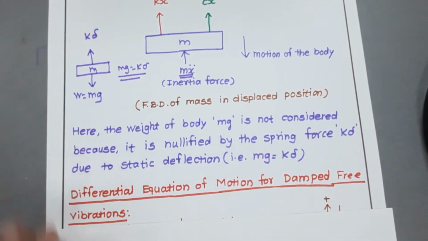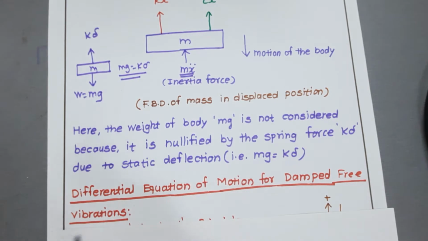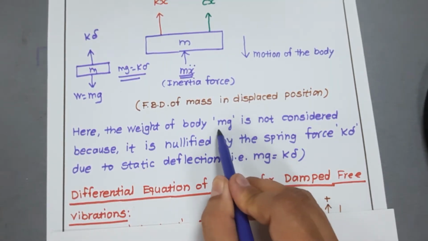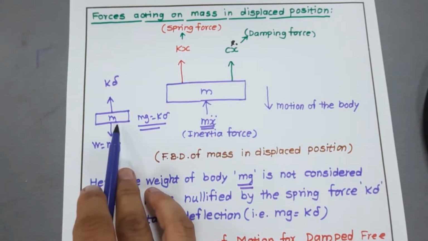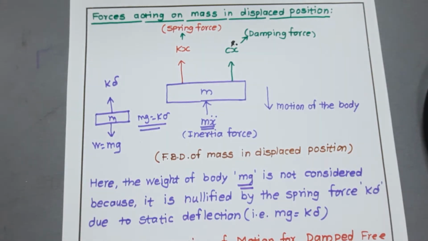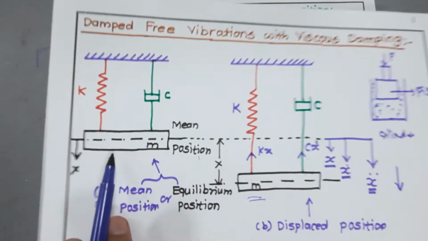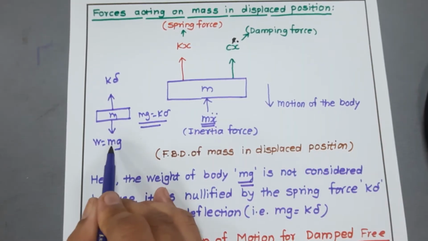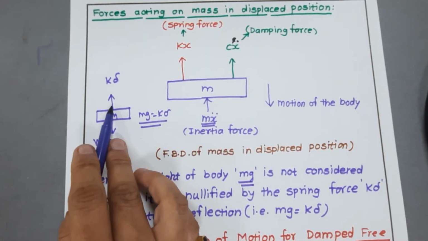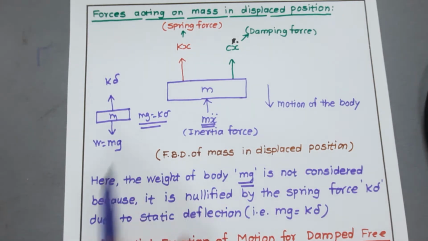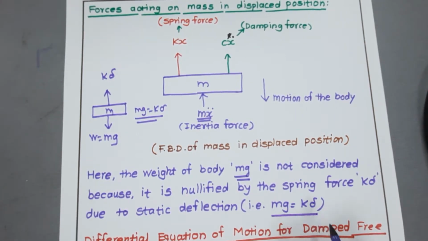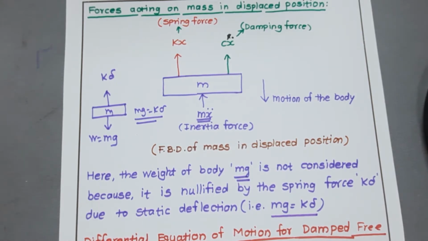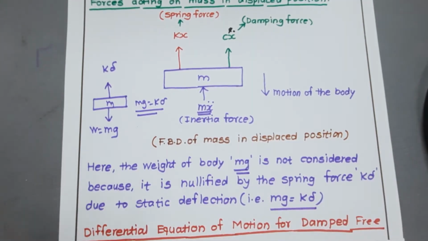Now this is the explanation. Here I again repeat, we are not going to consider the weight of the body, that is mg, because if you draw the free body diagram for the mass when it is at equilibrium or mean position, the weight is acting in the downward direction and K delta, the spring force, is acting in the upward direction. So mg is equal to K delta due to static deflection. As mg is equal to K delta, it is nullified automatically by the spring force, hence we neglect the term mg. This is very important.